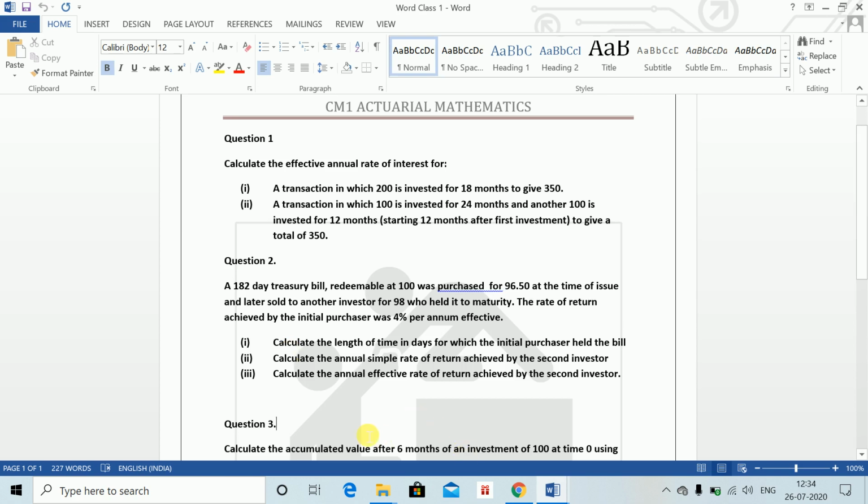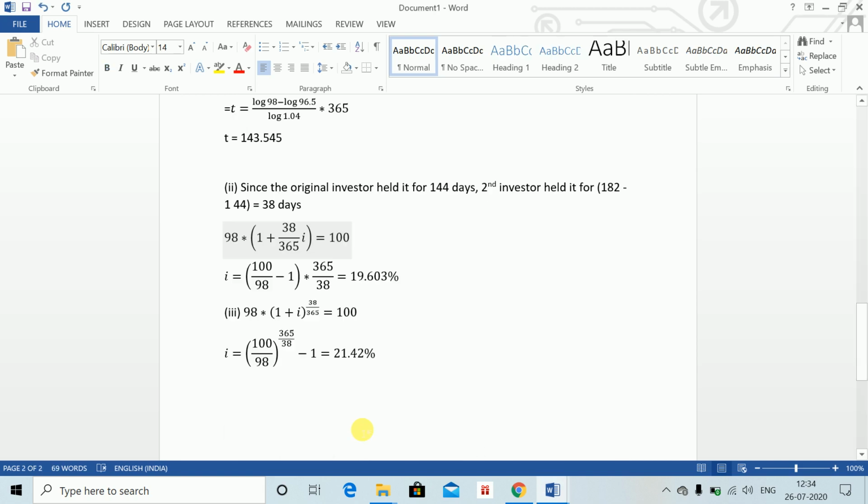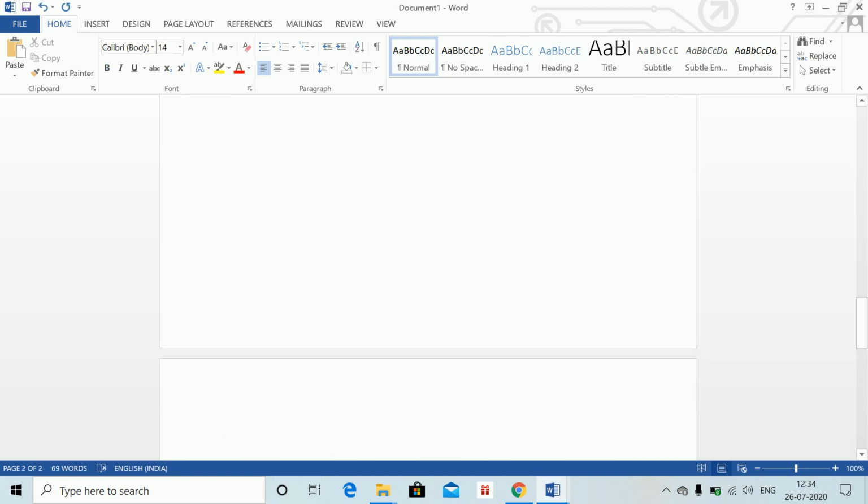Next, question 3: calculate the accumulated value after 6 months of an investment of 100 at time 0, using the following force of interest rates. Based on the force of interest, you have to calculate the accumulated value after 6 months. So again, Control Enter, question 3.